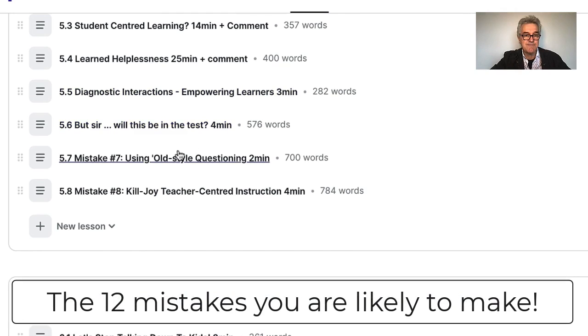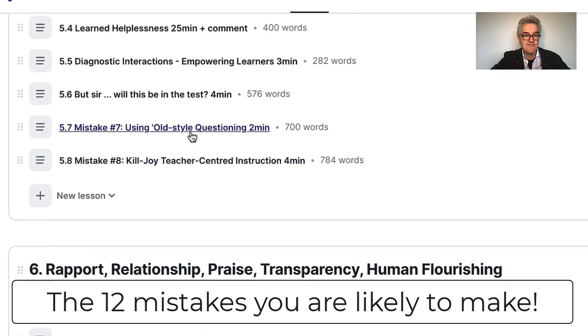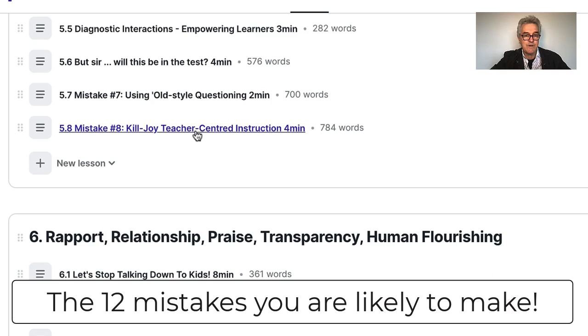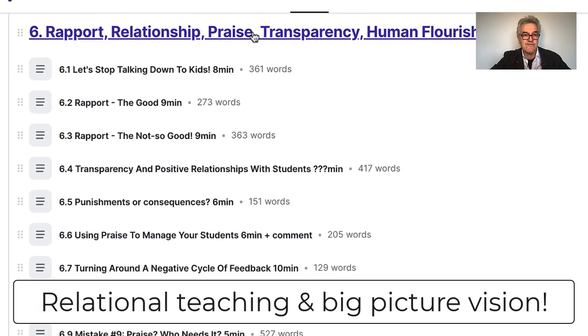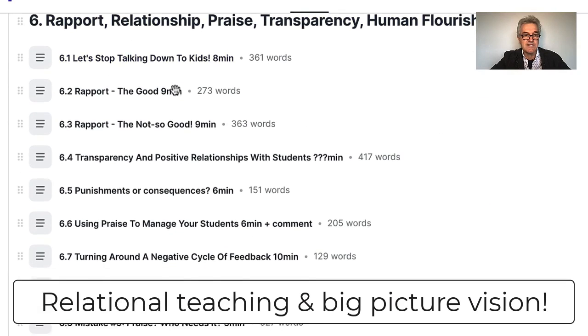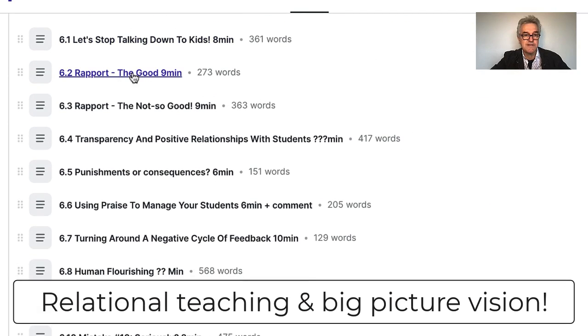Something on assessment, another couple of mistakes. There's a really good questioning technique in there. Beware of too much teacher-centered instruction. This is where the vision really starts to happen. Well, let's stop talking down to kids. There's a thing on rapport, some tips. This is also a couple of stories here I tell that are embarrassing, and I tell them because it would have been so easy not to do what I did here, and I don't want you to make these mistakes.